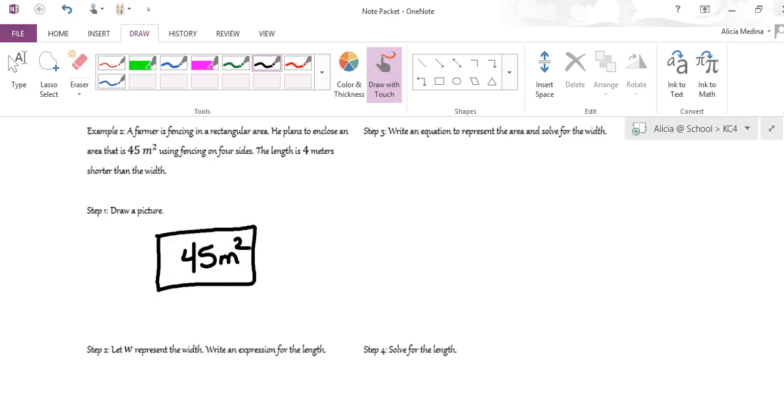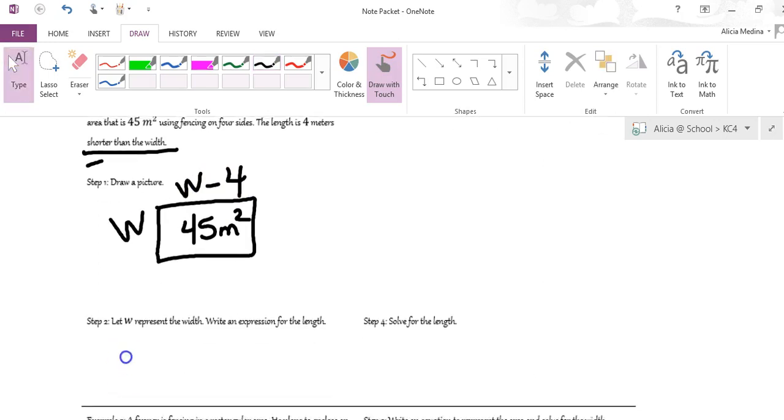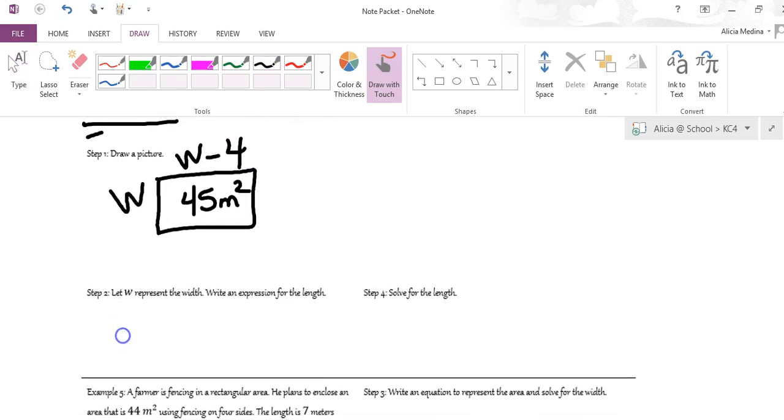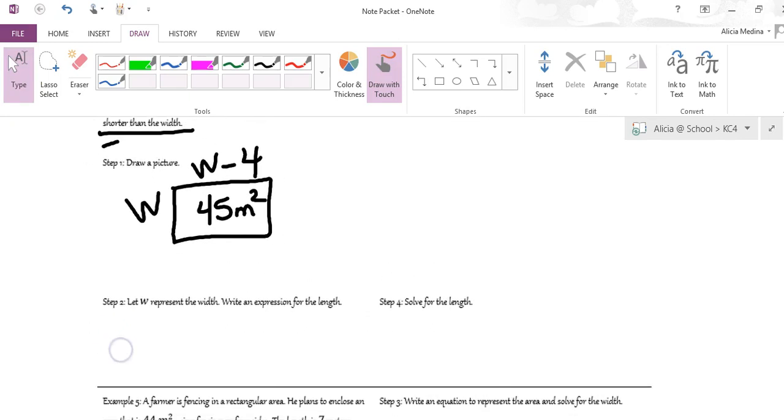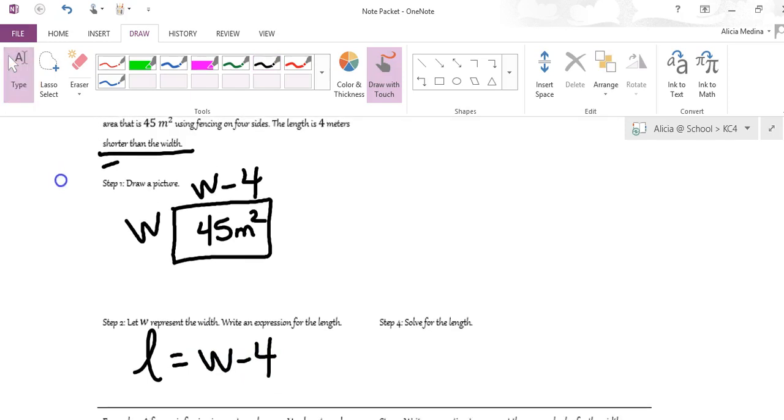Our length is 4 meters shorter than the width. Shorter than means subtract. So if I have this as our W, we don't know what the width is. The length is whatever W is minus 4. Alright, so step 2 says let W equal the width, and express our length. Well, our length is just going to equal W minus 4. We already discussed that. Looking at step 3, it's asking us to actually solve for W now.